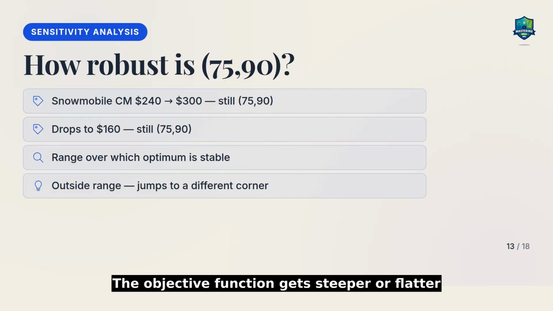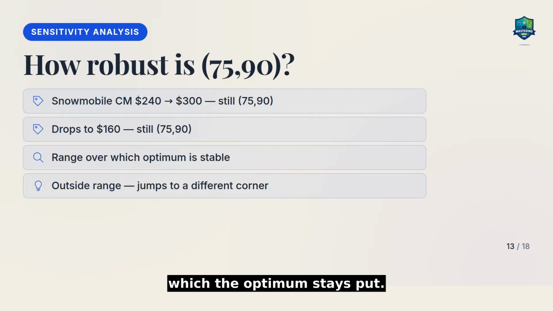The objective function gets steeper or flatter as the coefficient changes, but the corner where the optimum lies doesn't shift. There's a range of coefficient values over which the optimum stays put. Outside that range, the optimum jumps to a different corner. Sensitivity analysis maps that range, useful when input prices are uncertain.